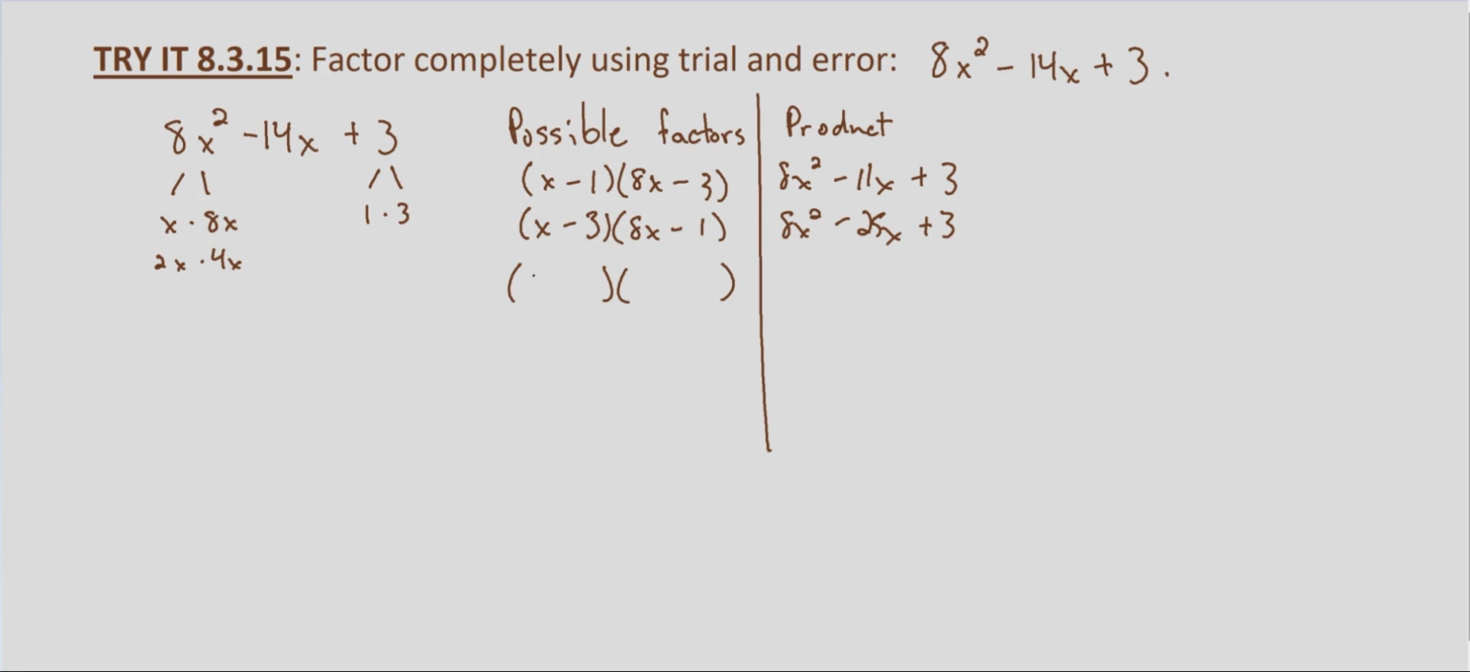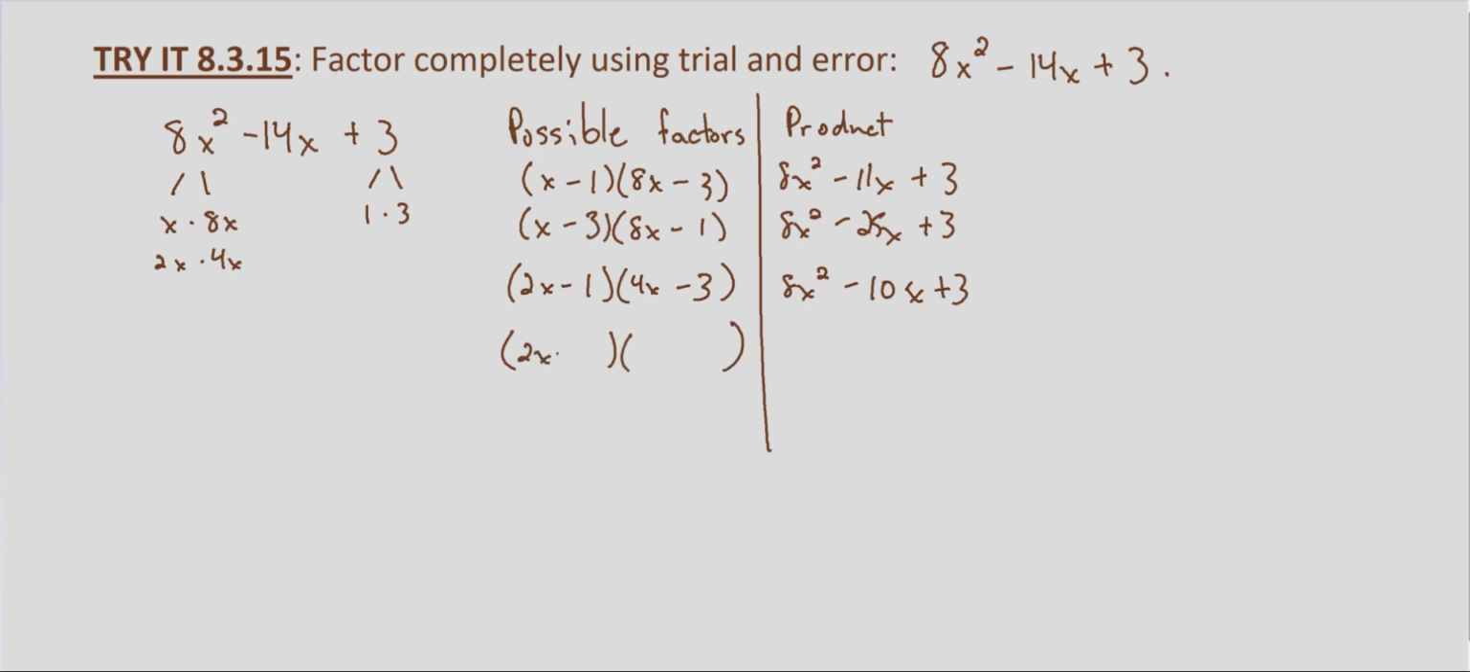So 2x and 4x. So we'll go 2x minus, 4x minus. We'll go with first with first and second with second again. So 2x minus 1 times 4x minus 3. That's going to give us 8x squared minus 6x minus 4x. So that's going to be minus 10x plus 3. That's not what we want.